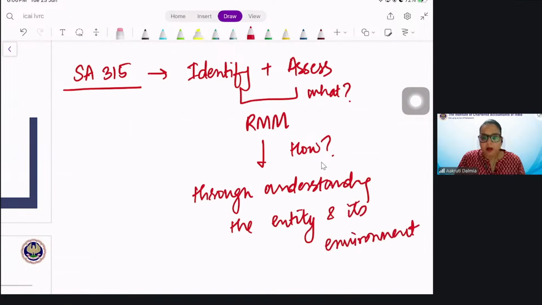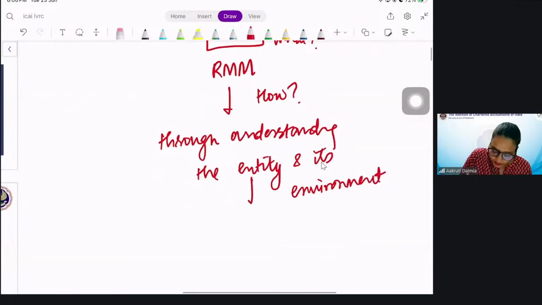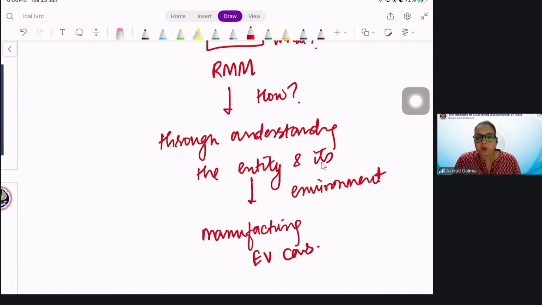environment. Why not just the entity? Why do we have to study the environment also? The entity could be manufacturing EV vehicles, EV cars. Then why can't I just study the entity? Can I just study the factory but not know what the current government policies regarding EV subsidies are? What is the current economics of this kind of business? What are the current import and export policies? What are the taxation policies? Can I just understand the entity and know the risks?